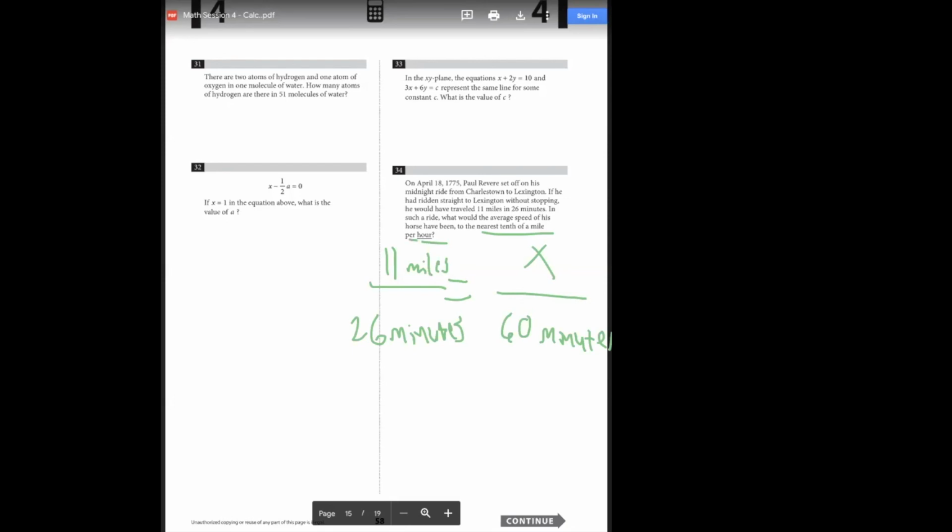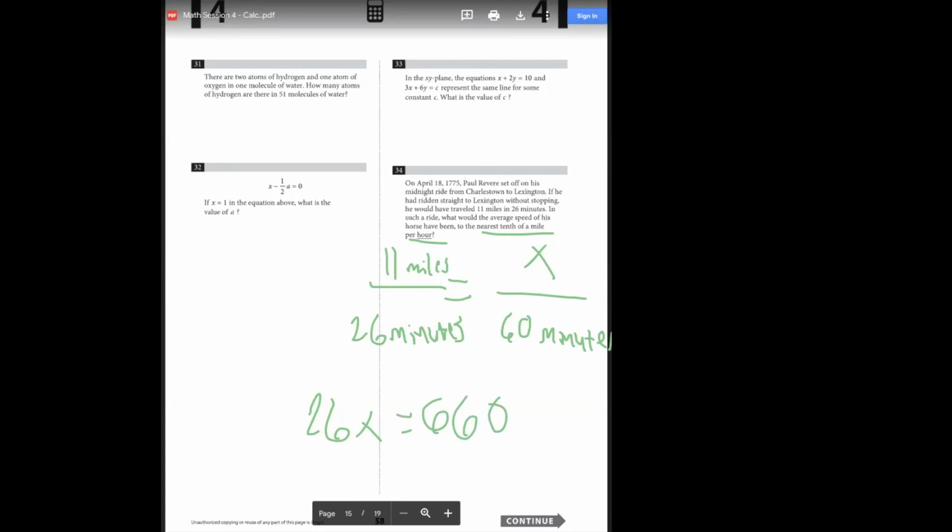So really all you have to do is cross multiply and then divide. So you just have 26x over here, and you have 11 times 60. This is something you can definitely do on your calculator. I highly recommend it. It shouldn't take too long. And then you divide 660 by 26.